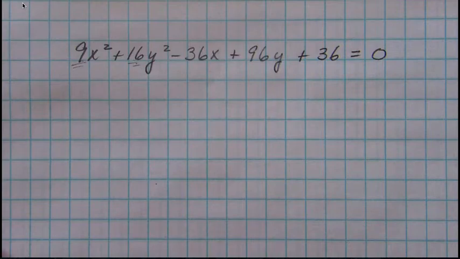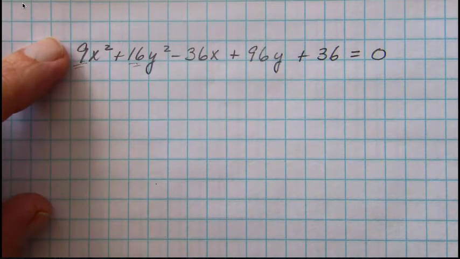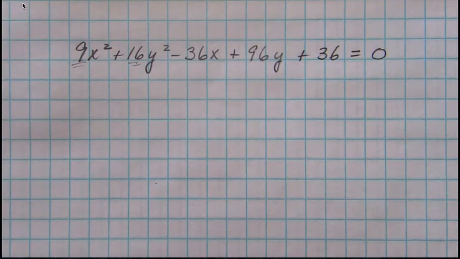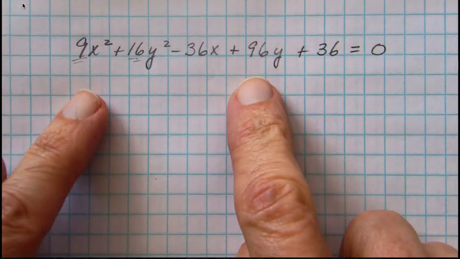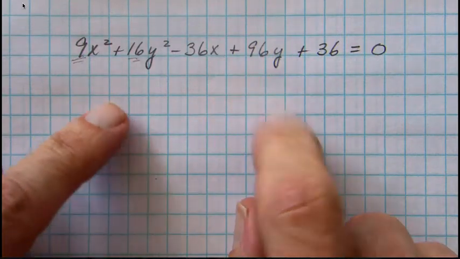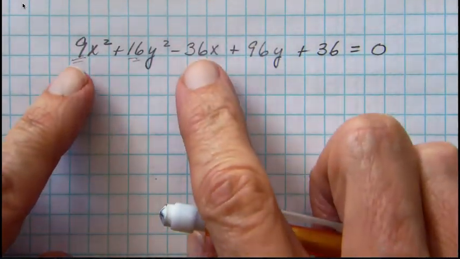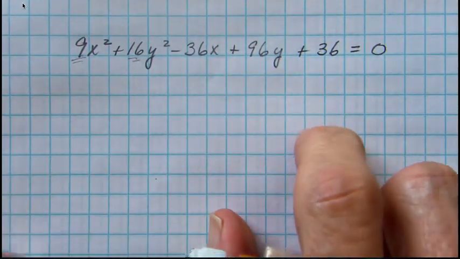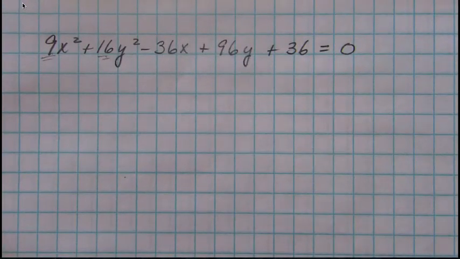So the question is, how do we go from this form, which we call the general form, which is not easy to graph by hand, into what we call standard form, which is easier for us to graph? Well, as was the case with parabolas, we have to complete the square. Except now we have to complete the square not only for the x's, but also for the y's. So we're going to complete the square twice. Let's walk through that process.